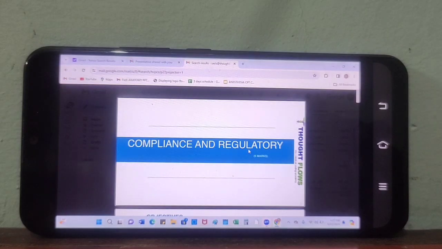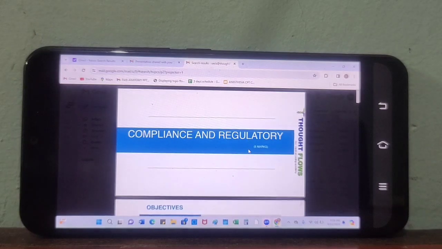This is 5 marks. This is our old question pattern. Based on our old question pattern, we had 5 marks. Now we have only 3 marks. I will share the corresponding question pattern in our WhatsApp group. So, compliance under regulatory.